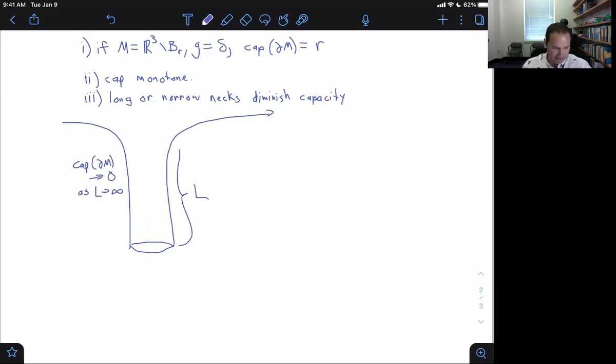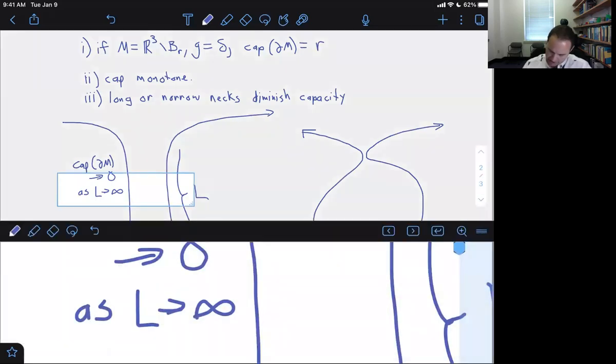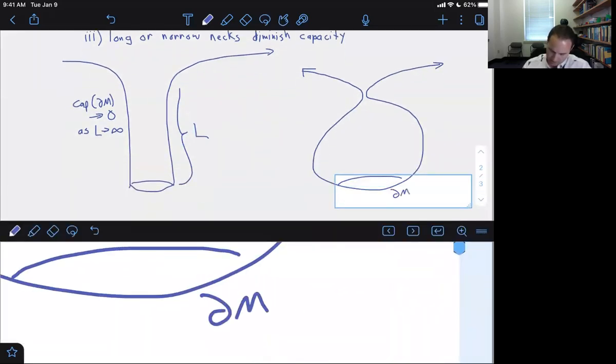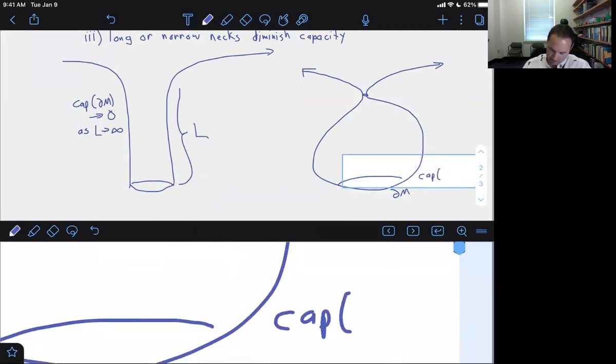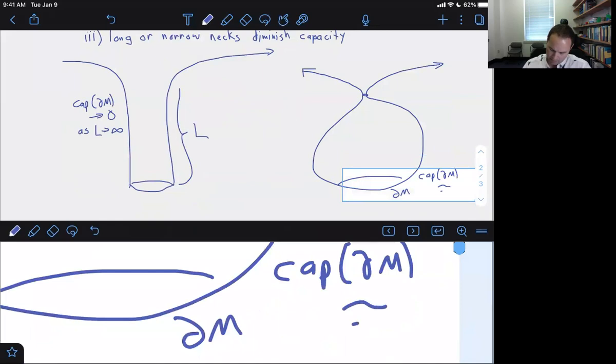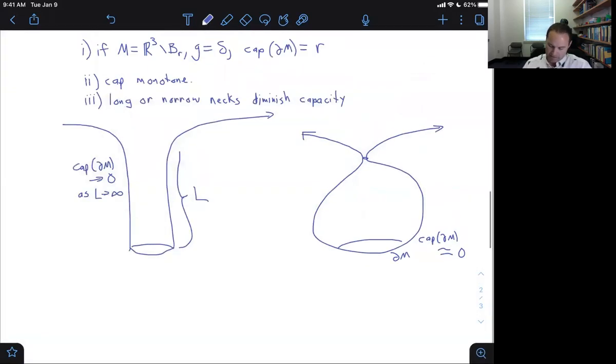Similarly, if the neck isn't necessarily long, but you have a very narrow neck, like that earlier example with the Bartnik mass, where you've got some region in here, but you've got this small neck. In this case, the capacity of the boundary would be very small. You can see that by just imagining that your test functions go through all of their transition from 0 to 1 in the area where the metric is small, in the neck. So you can get small capacity from that too.